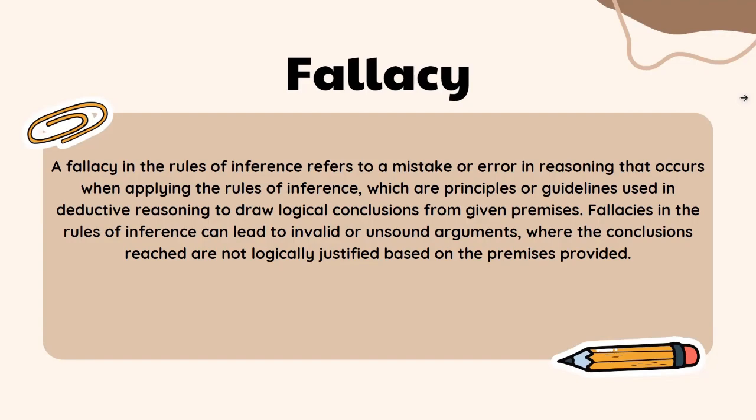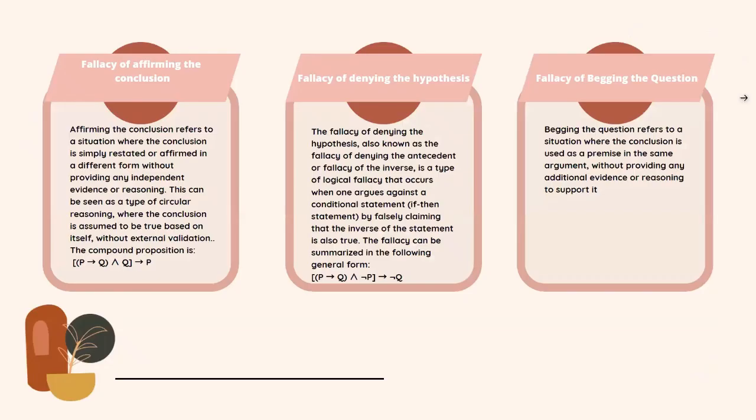So there are different kinds of fallacies. Here we have three examples. One being affirming the conclusion. Basically, it's a situation where the conclusion is repeated, thus making it redundant, and it doesn't provide some sort of evidence or reasoning behind the conclusion, right? And it follows this compound proposition: P with the implication of Q, and Q with an implication of P, and that pretty much repeats, right?